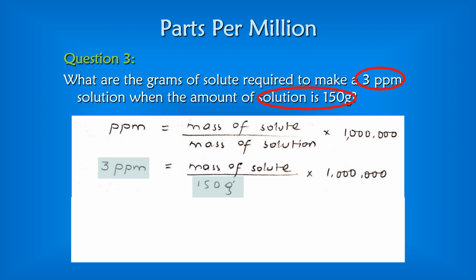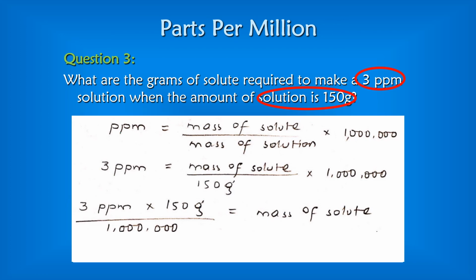The next thing that we want to do is rearrange this equation so we can calculate the mass of the solute. And to do that, we can do the cross multiplication. So here, to find the mass of solute, we'll do the cross multiplication by multiplying the 3 parts per million with 150 grams. So that goes at the top. And then we'll take this 1 million that we have on that side, and we'll multiply that by the 1 at the bottom, and that gives us 1 million that we are dividing with the other number because we are bringing this to the other side. And so now on one side we have the mass of solute, on the other side we have those two numbers divided by 1 million.